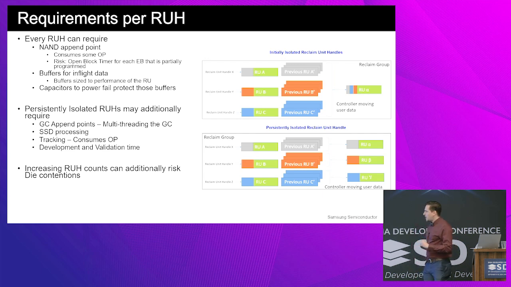A final thing that isn't always appreciated is that increasing RUH counts can additionally risk contention on the NAND. If you had two RUHs that are active, they may both be trying to program on the same location. So for every RUH increase, there's quality of service that could be impacted depending on the workload.